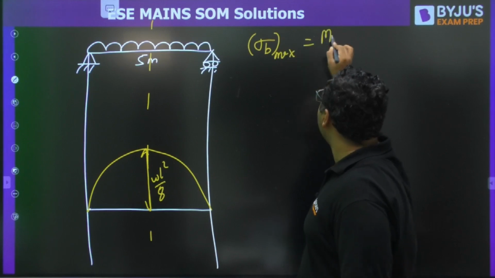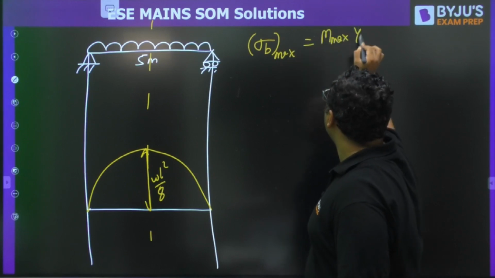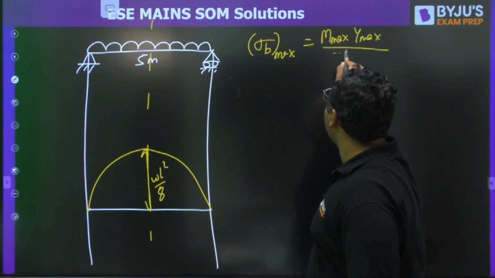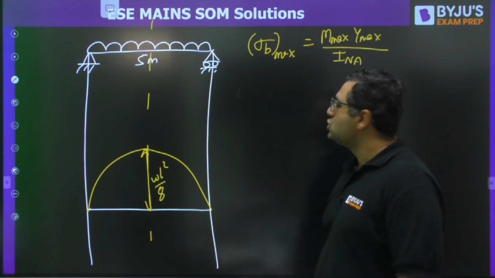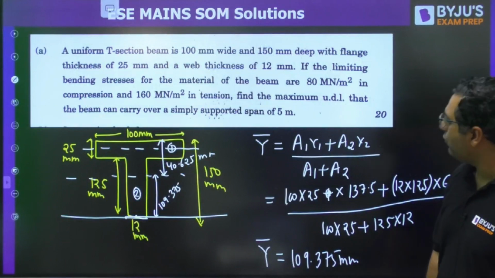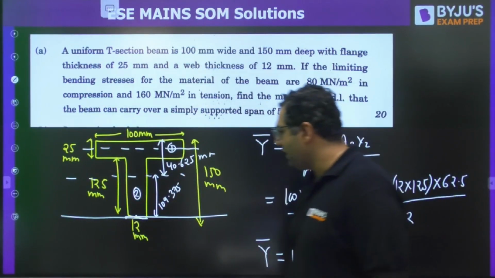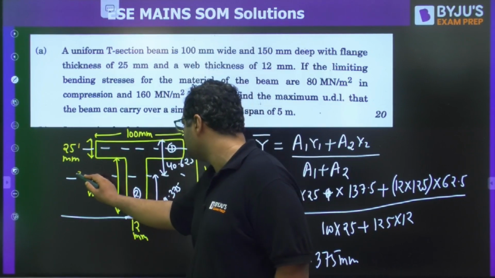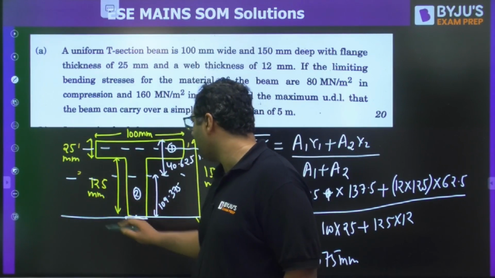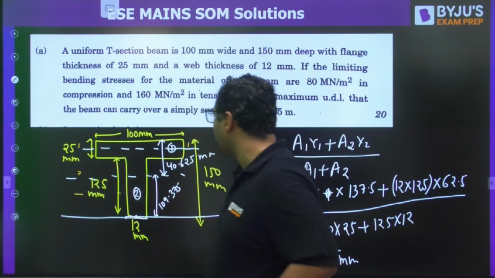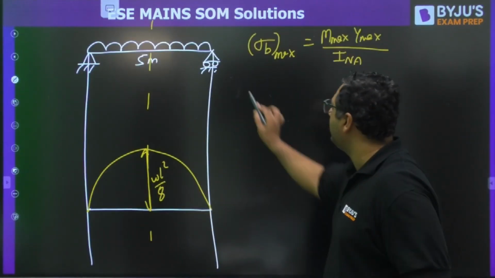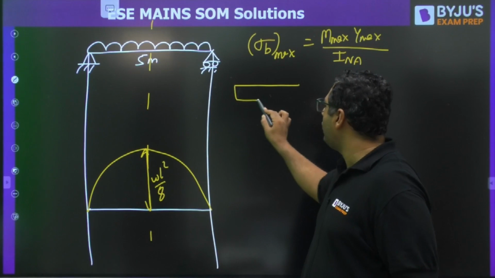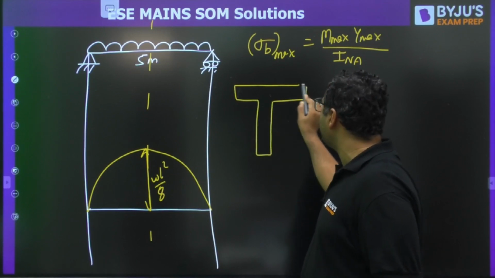That is maximum bending moment, Y max upon INA. So my dear, you need to find out INA for the T section. When you find INA for the T section, this is axis 1, this is axis 2. The centroid of the section will be somewhere here. I am showing the diagram separately. It should be found using the concept of engineering mechanics.